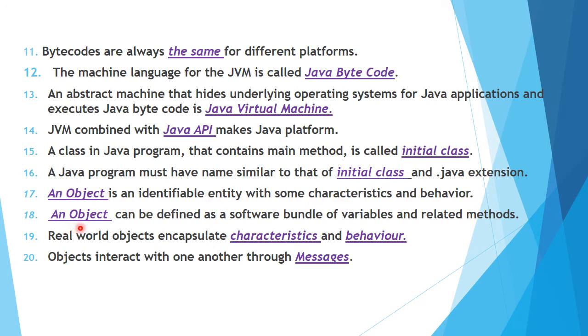Next, dash can be defined as software bundle of variables and related method. It is also object. Next, real world objects encapsulate what? Real world object encapsulate within it characteristics and behavior. Next, object interact with one another through what? How objects can interact with each other? How you people are interacting with each other? Through messages.